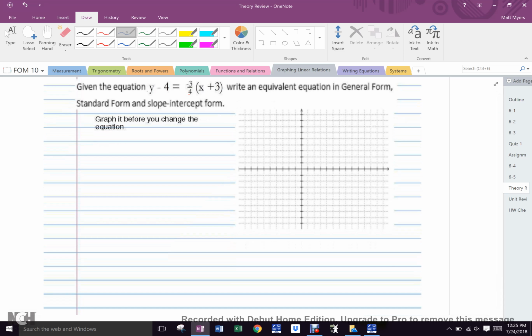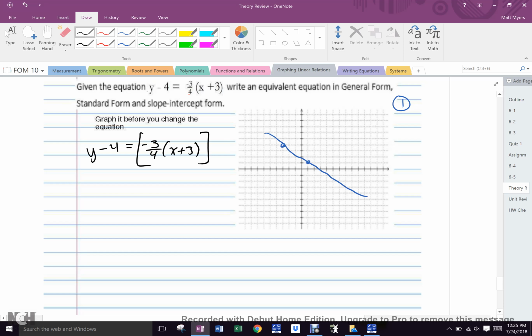Graph it before you change the equation. You get 1 mark for the graph. To graph it, you go to negative 1, 2, 3 and positive 1, 2, 3, 4. And then you graph it with a slope of negative 3/4. 1, 2, 3, 1, 2, 3, 4. There is 1 point for the graph. And then you convert. Again, I do not care how you convert. Y minus 4 equals negative 3/4 x plus 3.